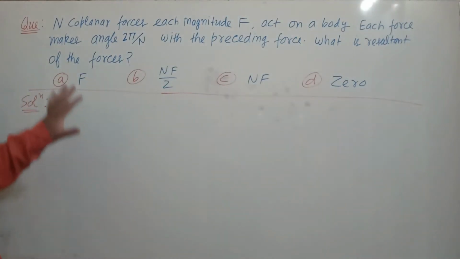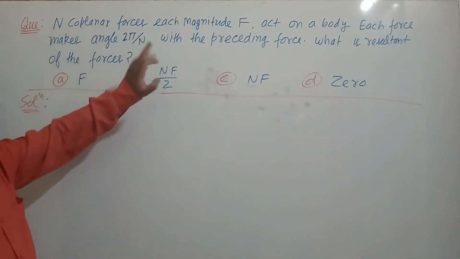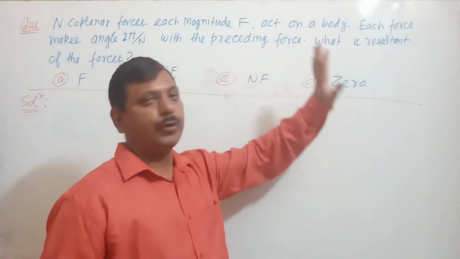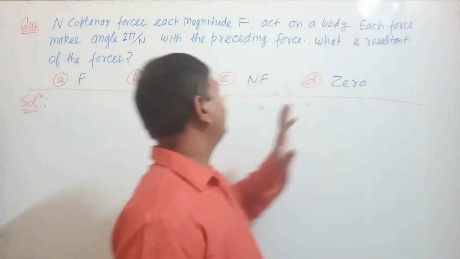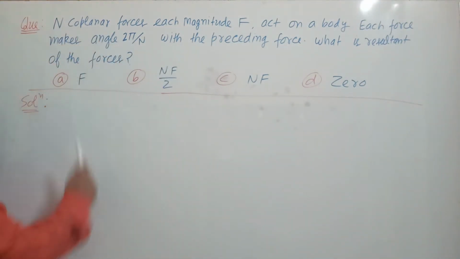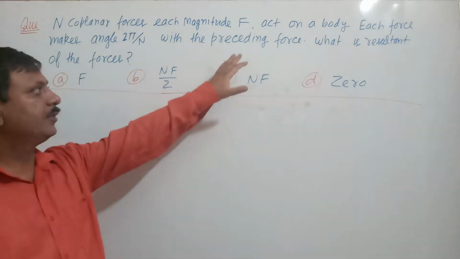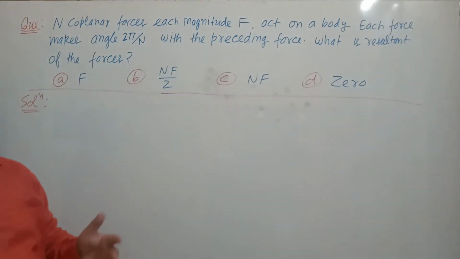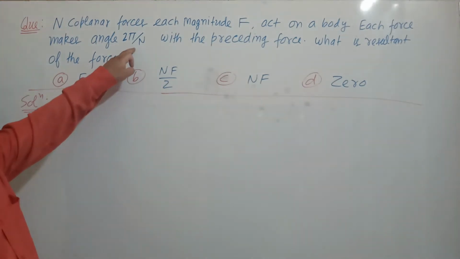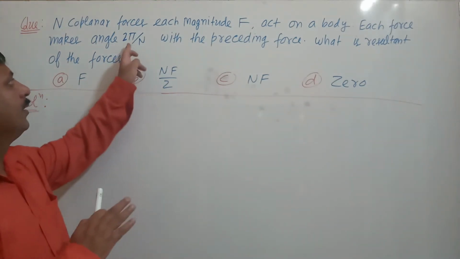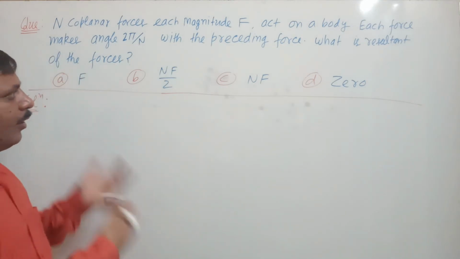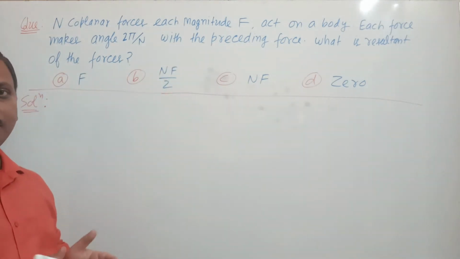See, one question is there. N coplanar forces, each of magnitude F, act on a body. Each force makes an angle 2 pi by n with the preceding force. What is the resultant of the forces? See here, n forces each make an angle 2 pi by n with the preceding one. So how can we represent these types of forces?